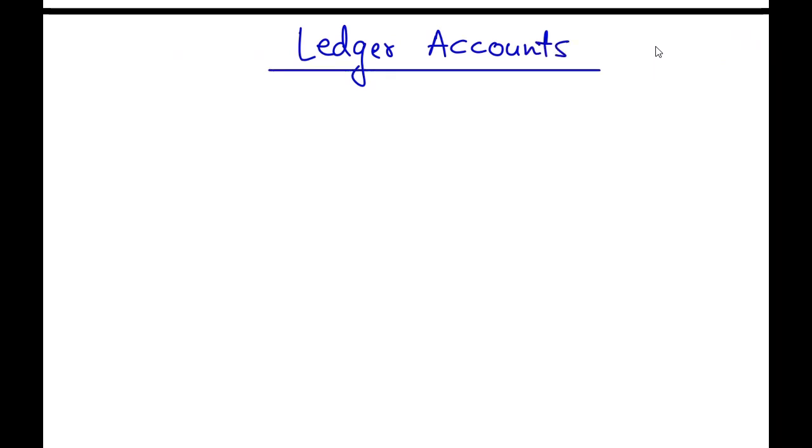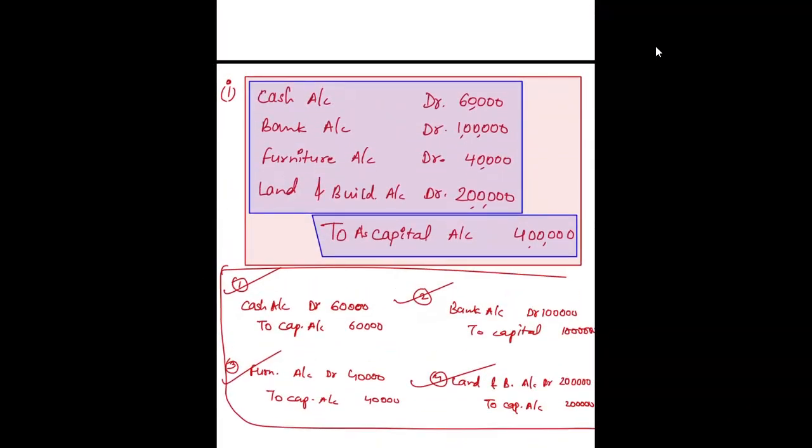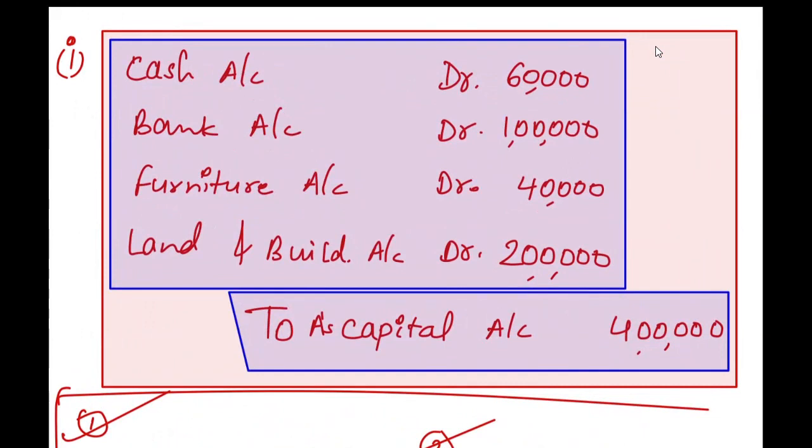So what do you mean by ledger accounts? Ledger account means all the debit and credit transactions in one account. In one account means what? See, you have used very many accounts in this. For example, in the first case, you used the cash account. What you have done with the cash account is you have debited the cash account by 60,000.